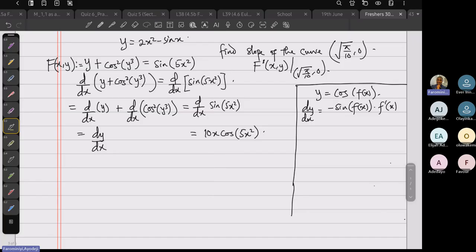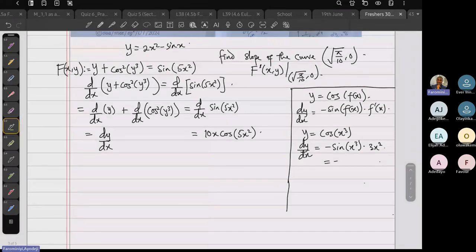So negative sine of f of x times f prime of x. So if I have y equals cos x cubed, then dy dx is going to be equal to negative sine of x cubed times the derivative of x cubed, which is 3x squared. So the answer will be negative 3x squared sine x cubed.